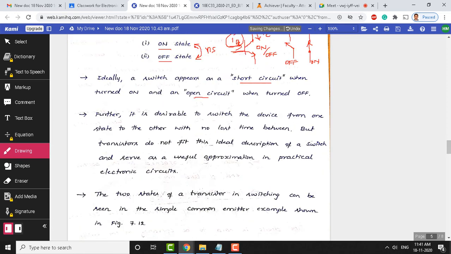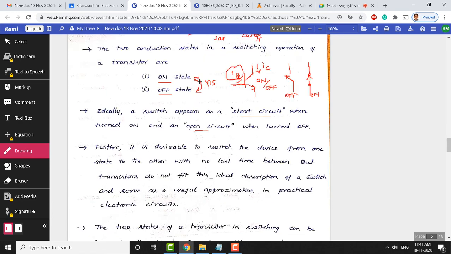Further, it is desirable to switch the device from one state to the other with no lost time between them. Without taking too much time between these two states, we often need to move the BJT between them. That means we expect the BJT to perform like an off switch or to work like an on switch, and that movement should be very fast. Within no time, the transition should happen from the off state to the on state and from the on state to the off state. This is what really happens in computers, right.